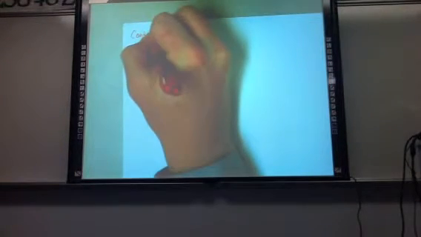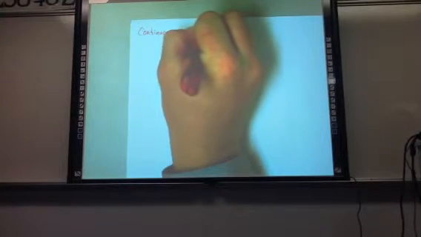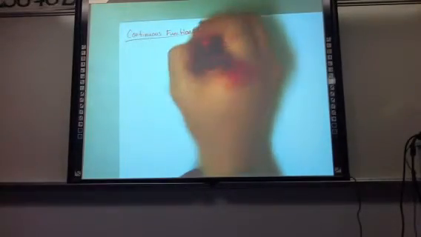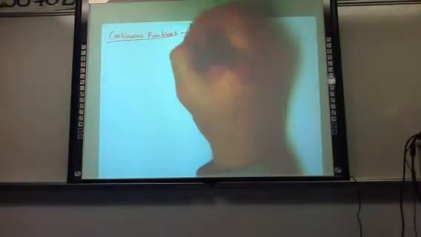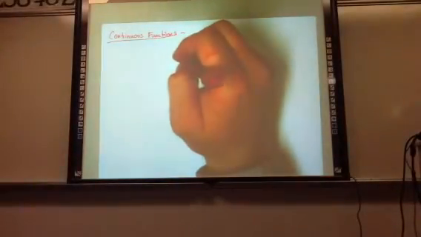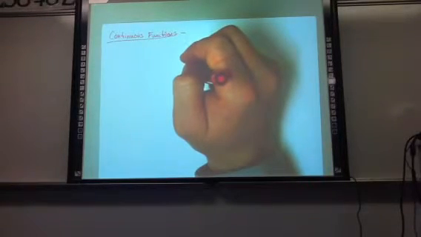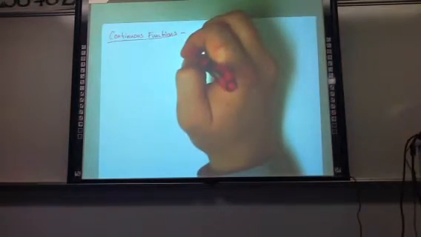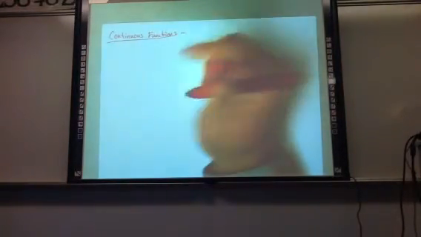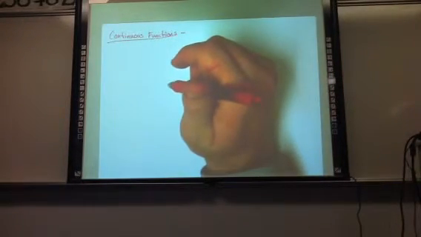Continuous functions. A continuous function is a function that is continuous on every point in its domain. So if the point is not in its domain, that's fine. Like -3 was not in the domain of that problem. But we still call the function continuous at that point. Weird, huh?